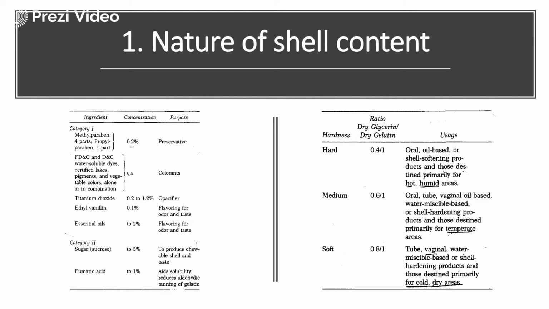dry areas. One more important thing to mention here is that apart from the gelatin, plasticizers, and water, certain other substances are also used for the preparation of the soft gelatin capsule shells. For example, preservatives, which are widely used, like methyl paraben and propyl paraben, but they are used in very low concentration, like 0.2 to 1%.